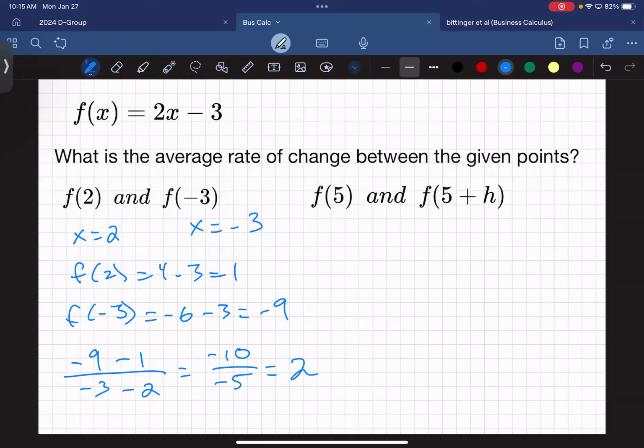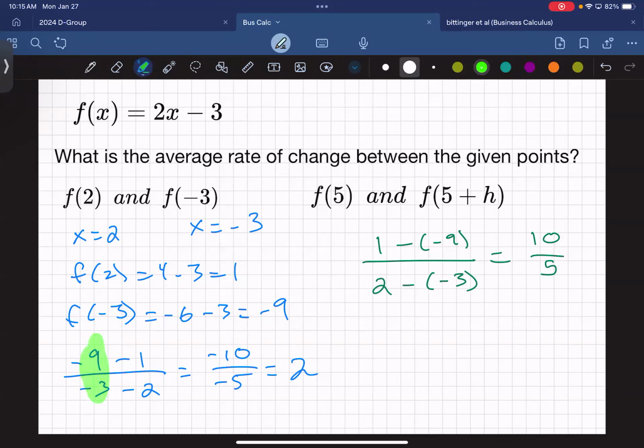Okay. Now, like I said, let's just check it the other way. 1 minus -9 all over 2 minus -3. What you find there, you just get +10 and +5. Both signs change. So just keep in mind, if you get stuck, the key here is that the ordered pairs better be on top of each other. That's one thing to watch for.